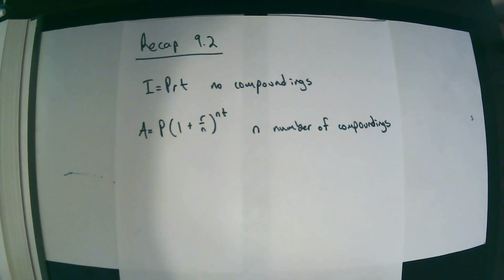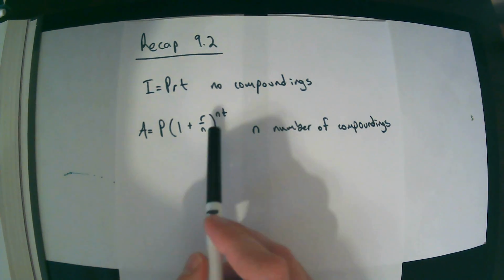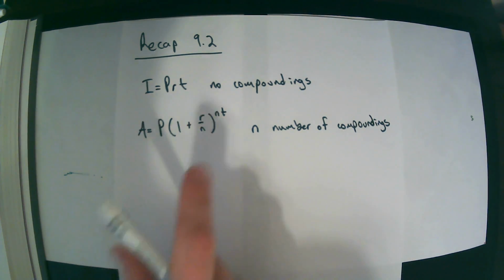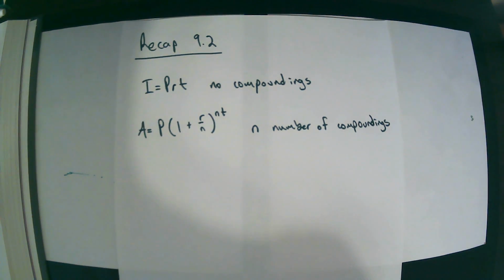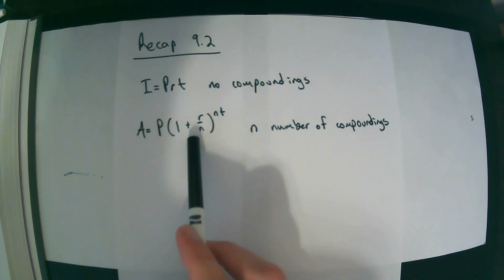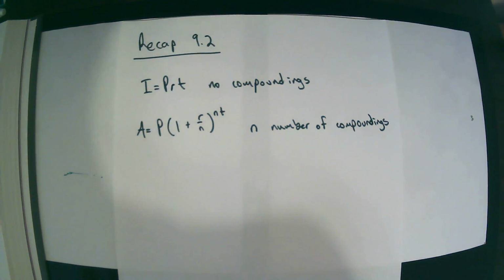And of course, there are different types of compounding intervals. Annually, then n would just be 1. Semi-annually means twice a year, so n would be 2. Daily means every day, so 365 times a year, so n in that case would be 365.